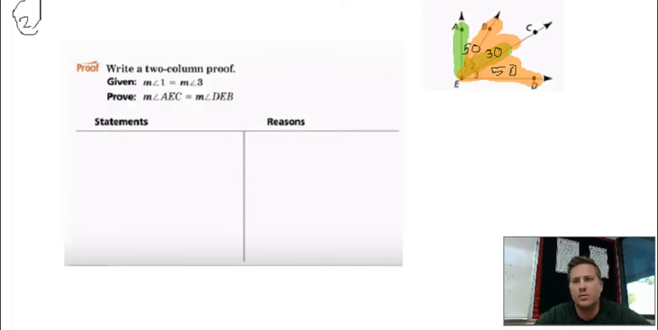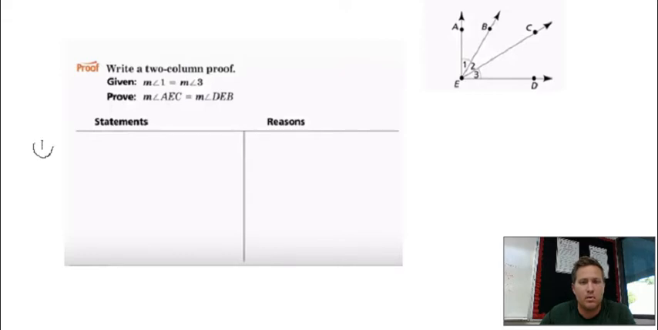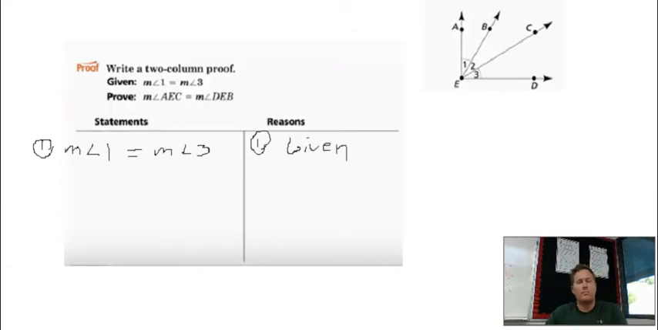Okay, so this is how we are going to write our proof down, and there are different ways to do it, but we're always going to start with what is given. So we're going to number it off. We're going to write number 1 right here, and we're going to say what was given. It tells us at the very beginning that the measure of angle 1 is congruent with the measure of angle 3. And then the reason for that, we're going to put right here, is given. So they gave us that information at the very beginning. So that is given.